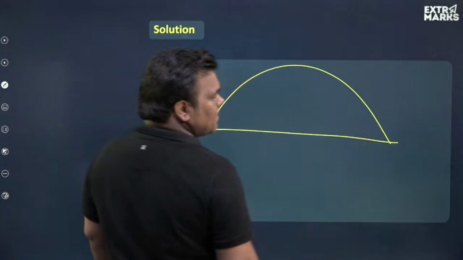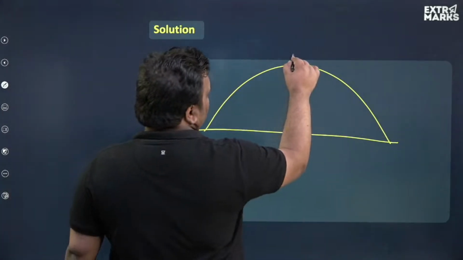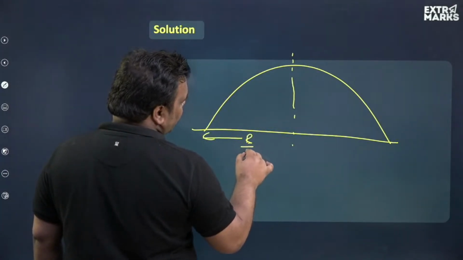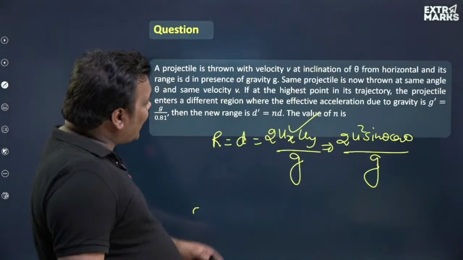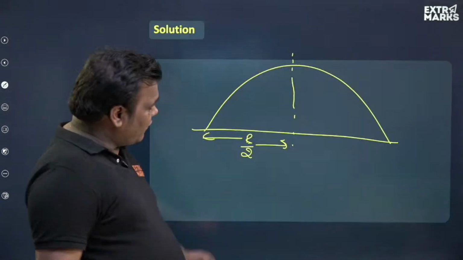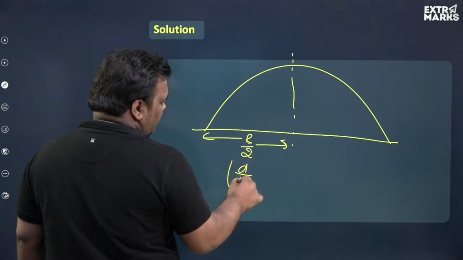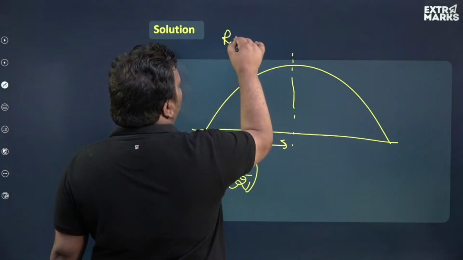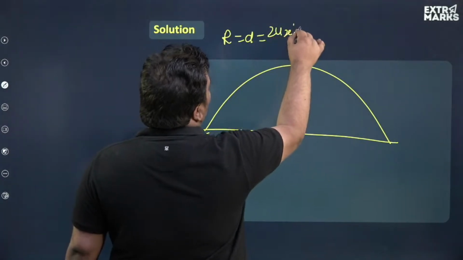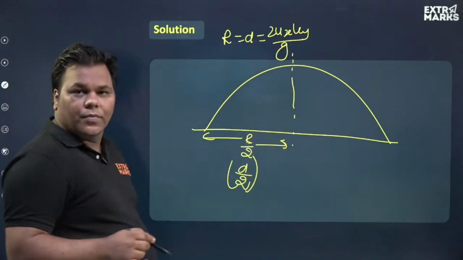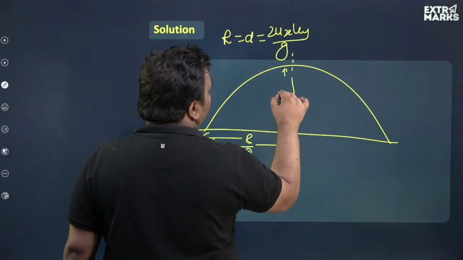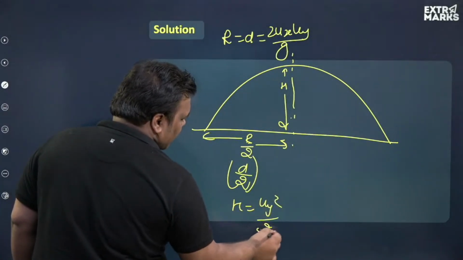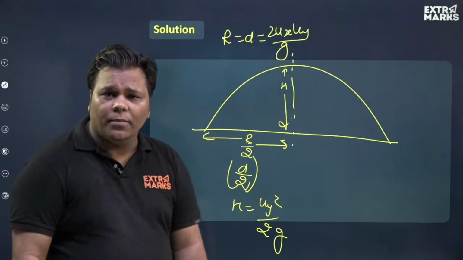I have this projectile. When it is at maximum height, it has already traveled range divided by 2. So if I'm calculating the new distance d dash, we already traveled d by 2. Very well, fine. We know that r is equal to d is equal to 2ux uy by g. Now, what is the maximum height? The maximum height traveled by the projectile is uy square by 2g. This thing I already know.